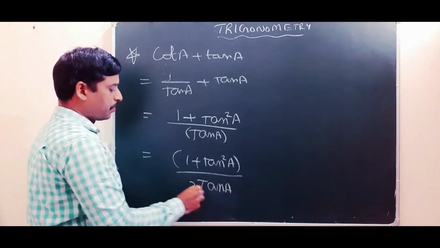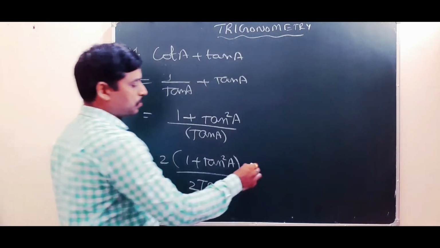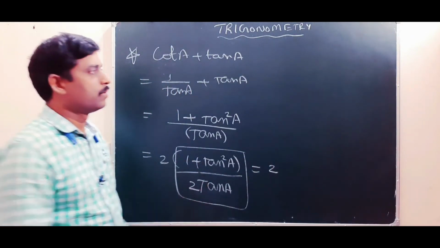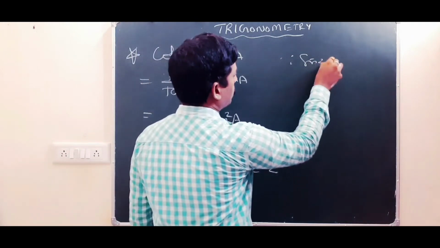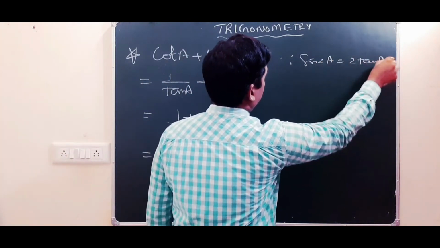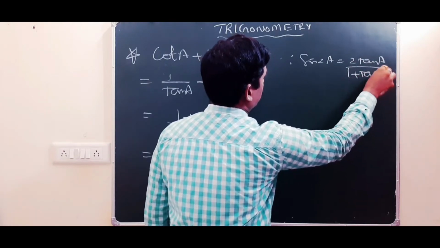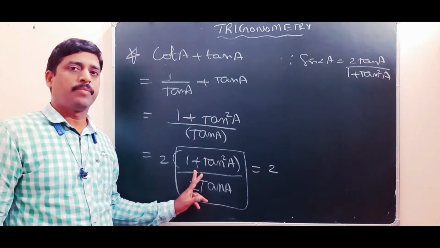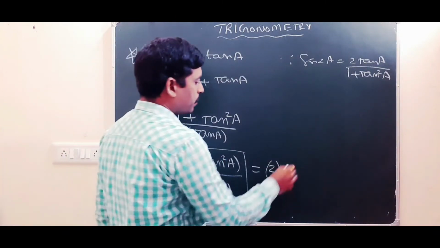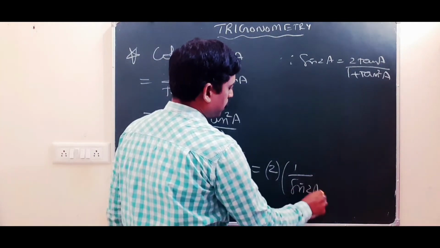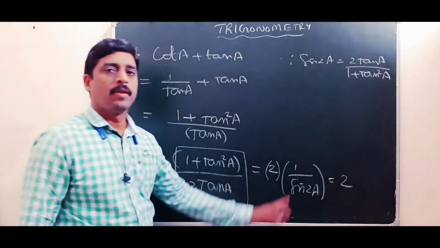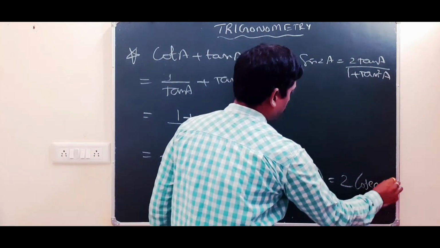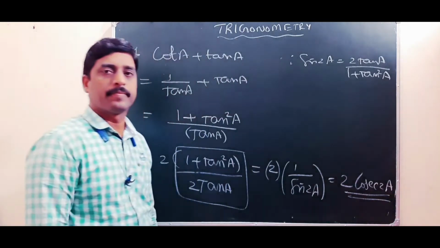So divide and multiply by 2. Then 2 times this is the reciprocal of sin 2a. We have the sin 2a formula 2 tan a by 1 plus tan square a. This, (1 + tan square a) by 2 tan a, is the reciprocal of sin 2a. So write 2 into 1 by sin 2a. This is nothing but 2 times 1 by sin 2a, which is cosecant 2a. So 2 cosecant 2a.